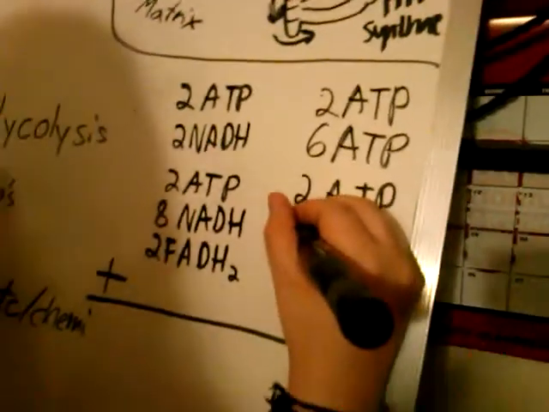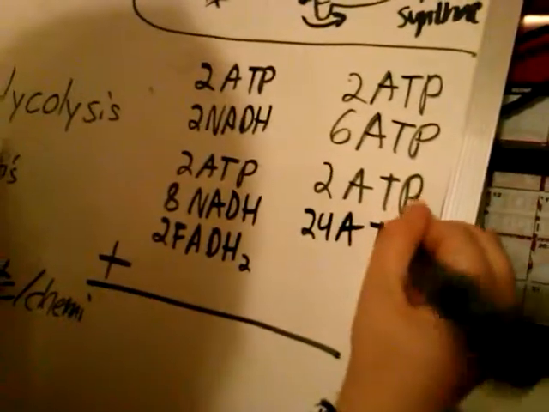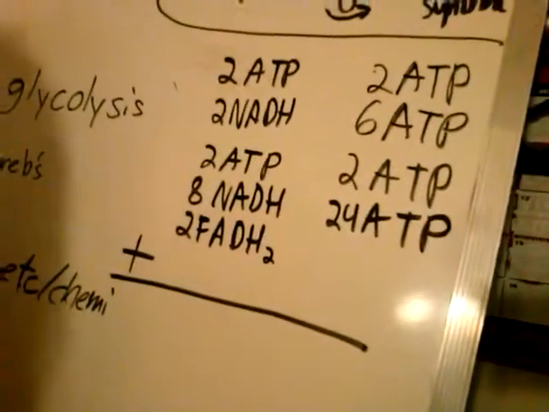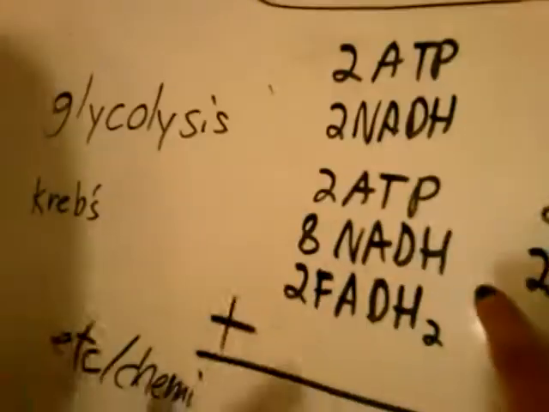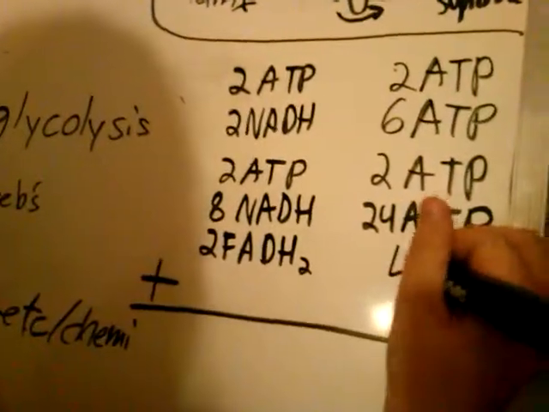Oh no, hold up, we have to do more math. 24 ATP. Am I going crazy? Nope. Because remember, NADH can hold 3 ATP, so 3 times 8 is 24. And now we have 4 ATP.